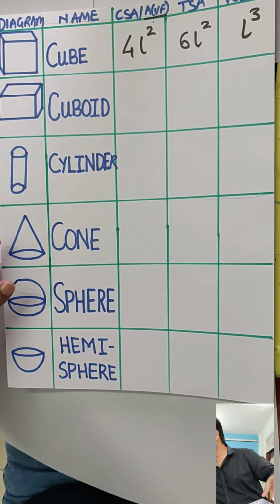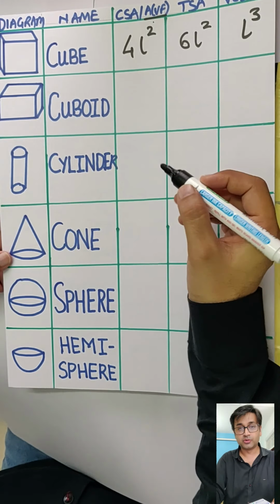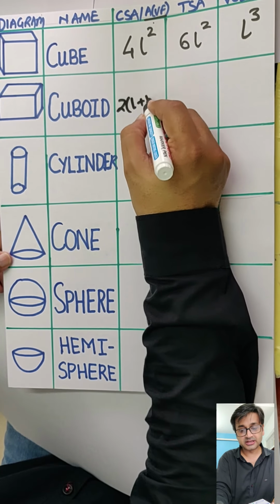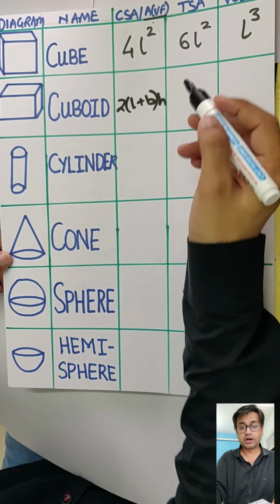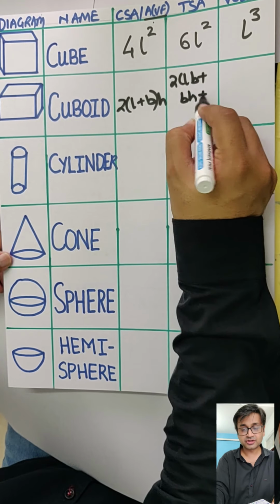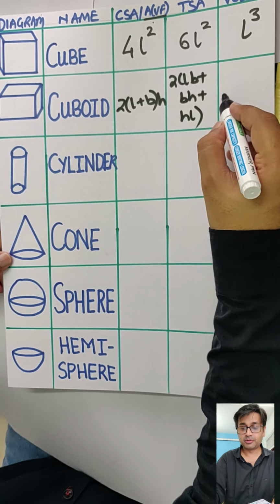Anybody, what is the area of vertical faces for a cuboid? Come on, can you? Perfect. Twice length plus breadth into height. What about total surface area? So twice LB plus BH plus HL. And what about the volume?